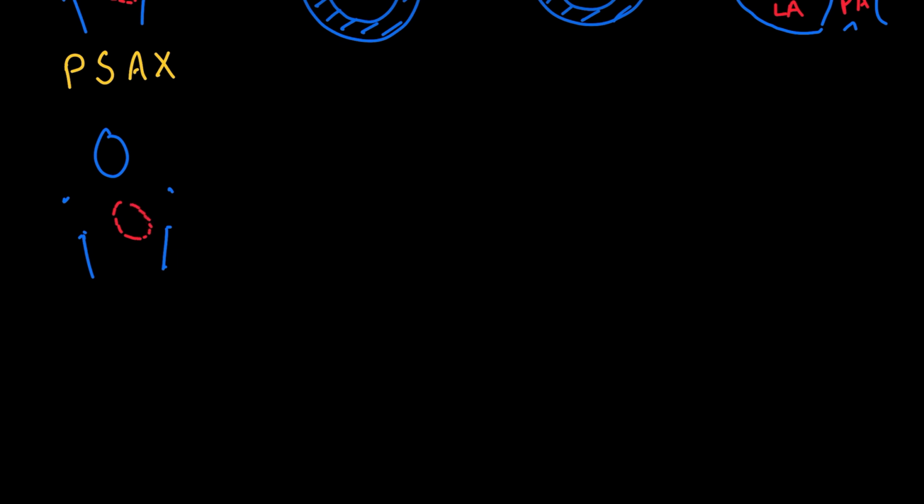The next view we'll discuss is the apical views. So the probe footprint is down here at the heart's apex. Apical views. And what do you see? Well, the first view you'll see, the apical four-chamber view, looks like this. You see the left atrium that empties blood into the left ventricle.